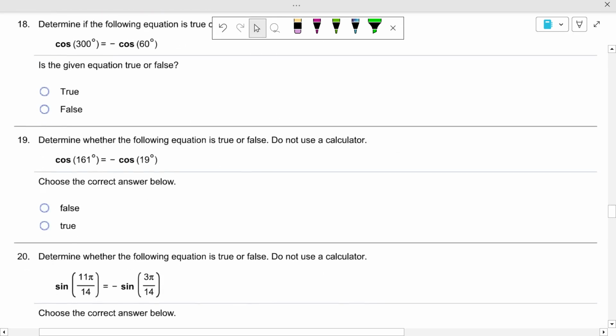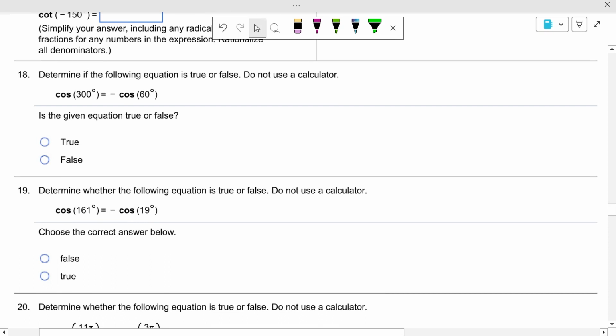And then we get to these. Okay? Is this a true or false statement? Is the cosine of 300 the same as the negative cosine of 60? Well, what's the cosine of 300? 1/2. What's the cosine of 60? 1/2. So is 1/2 equal to negative 1/2? And the answer is no, that is a false statement.